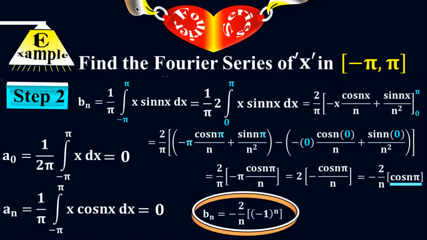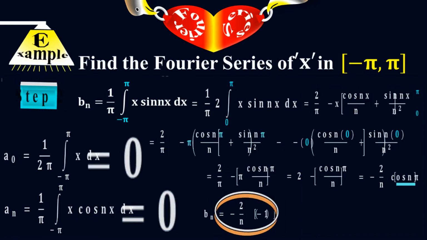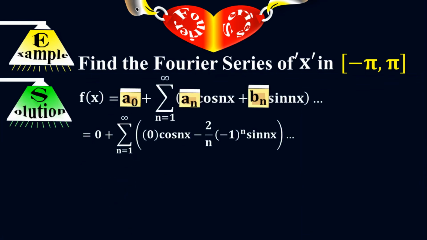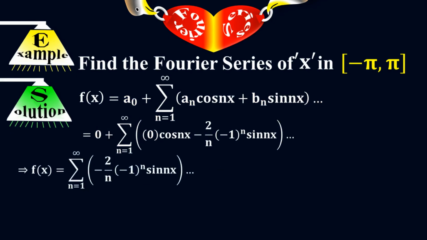Just substitute this value of b sub n, and the values of a sub naught and a sub n, which are 0, in the formula here. The values of a sub naught and a sub n are 0, and the value of b sub n is 2 over n times minus 1 to the n times sine nx. So at the end I have only the term for b sub n, because a sub naught is 0 and a sub n is also 0.